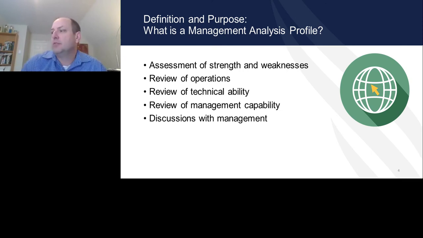A management analysis profile, or MAP process, is basically a snapshot in time where, through the process of the award or analysis of financial statements or other items, we need to identify something specific that we need to look at to provide further information and make sure the awardee is successful.